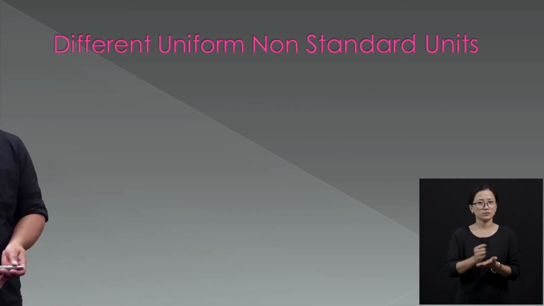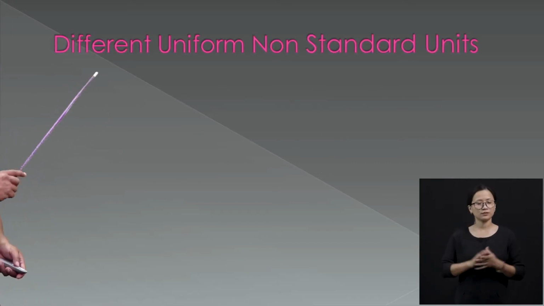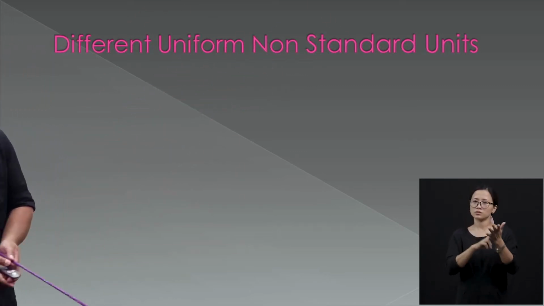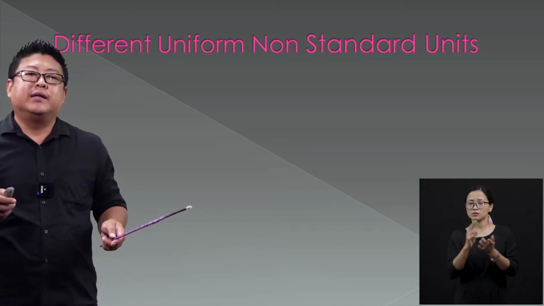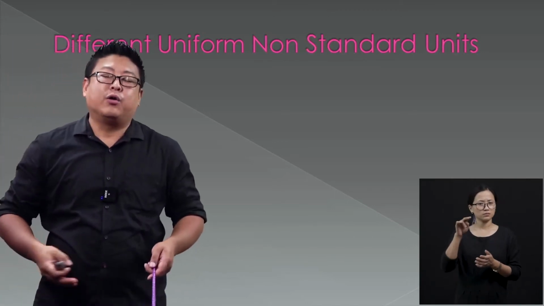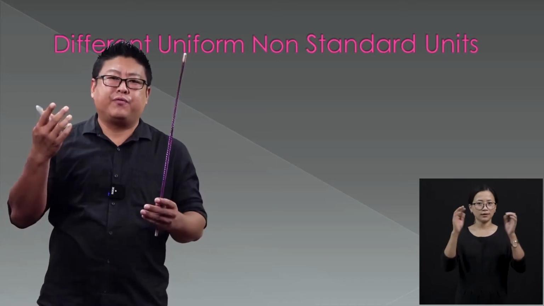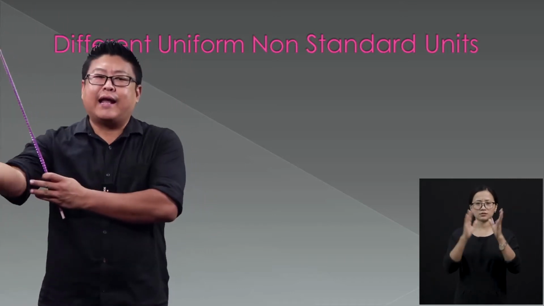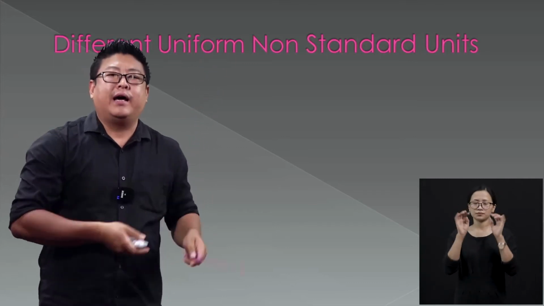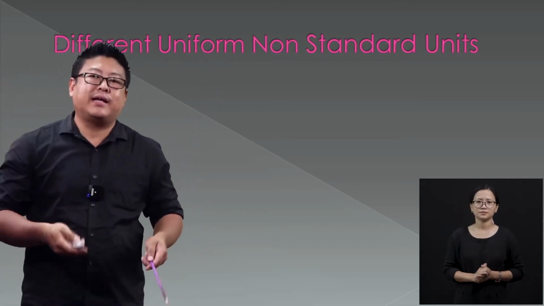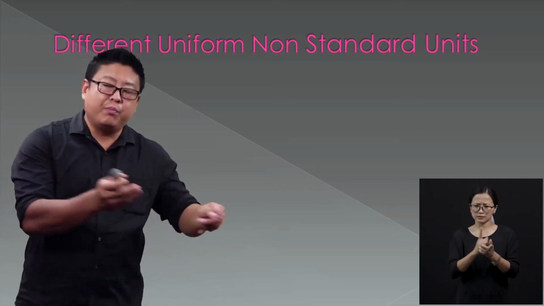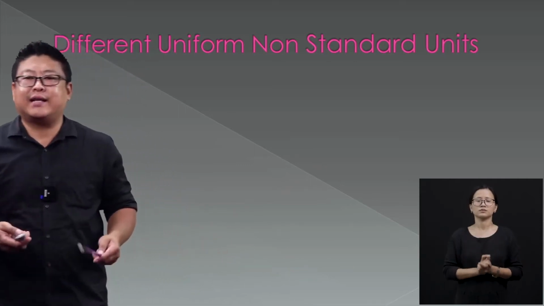First, we will try to understand different uniform non-standard units. As I have already mentioned, the non-standard units are your hands, your feet, your fingers. It can be the length from your elbow to the tip of your finger. So all these things are non-standard units. You can use a pencil to measure. You can use a book to measure. All these are non-standard units.